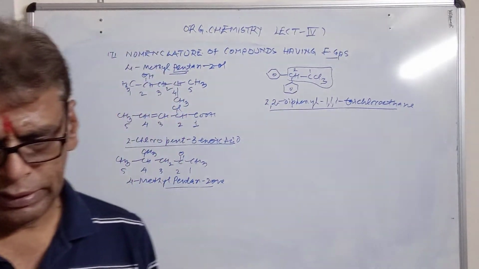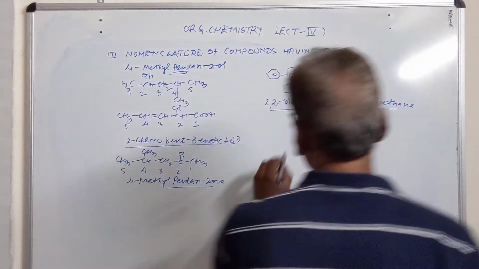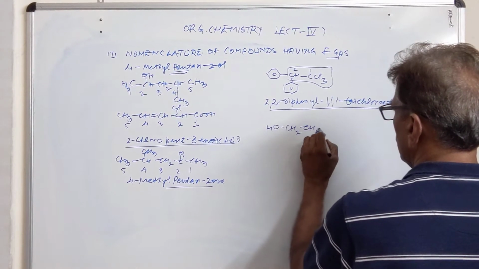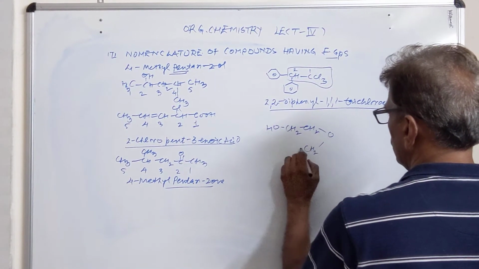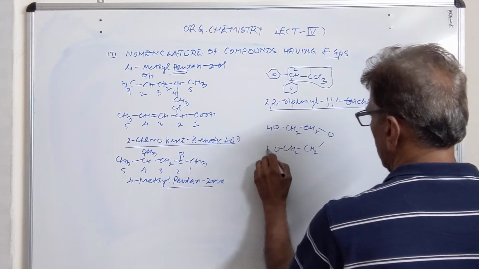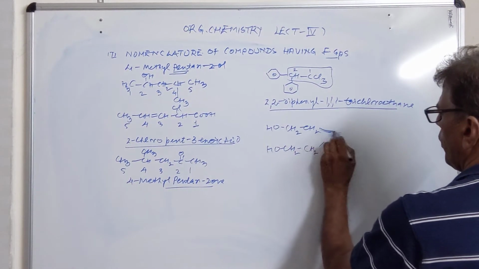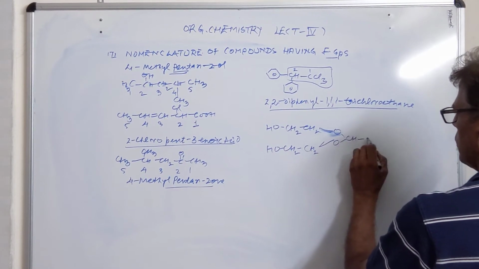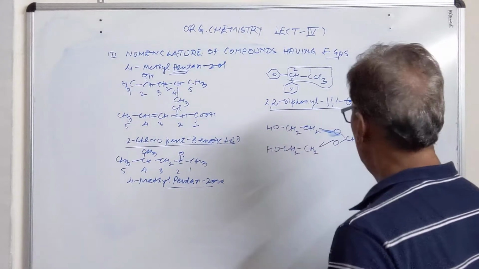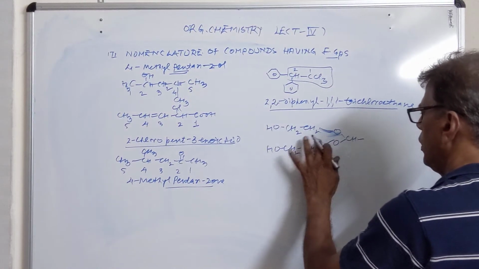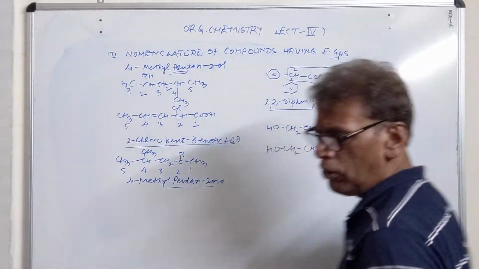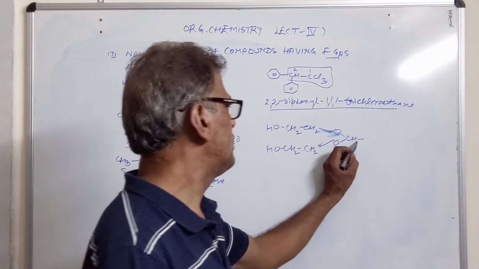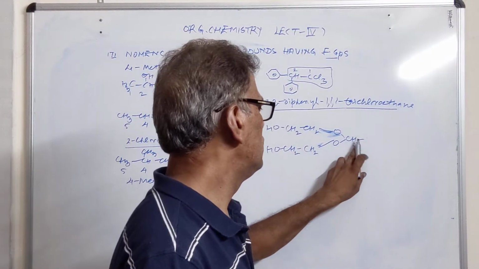Then we have another system: CH2OH, CH2O, CH2, CH2OH. These are joined by a single bond. These are alkoxy groups. And then we have CH, COOH.